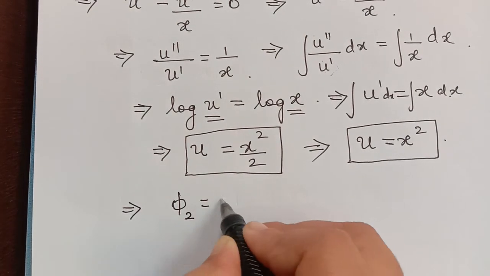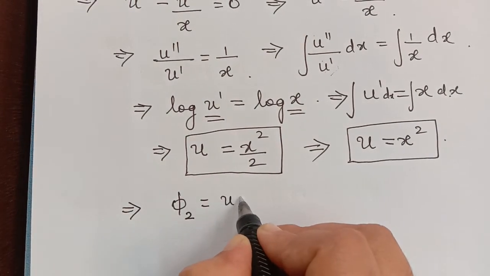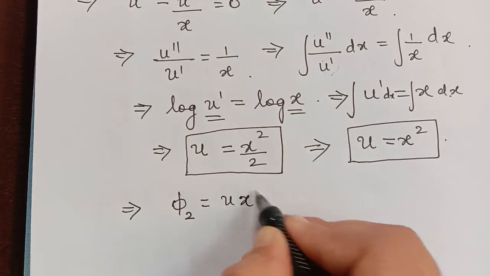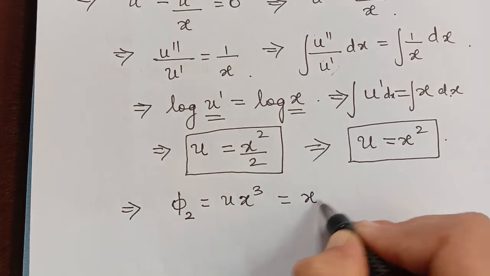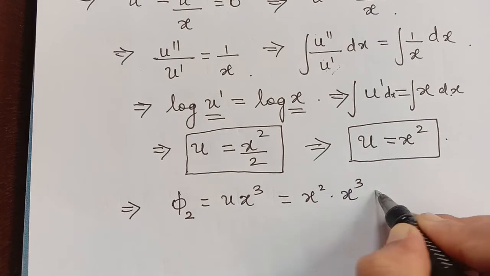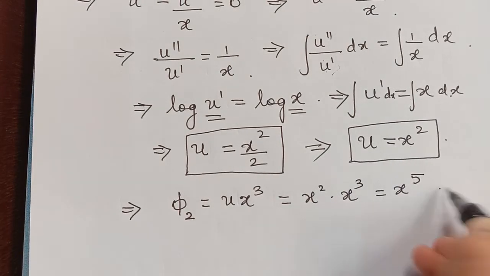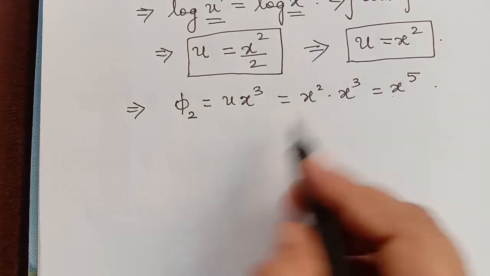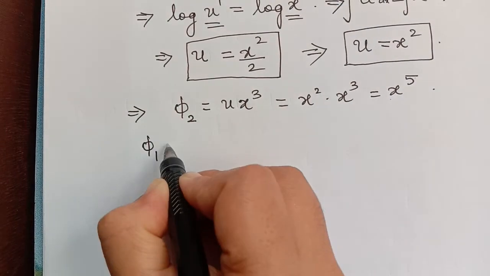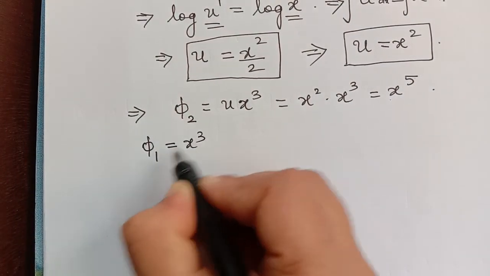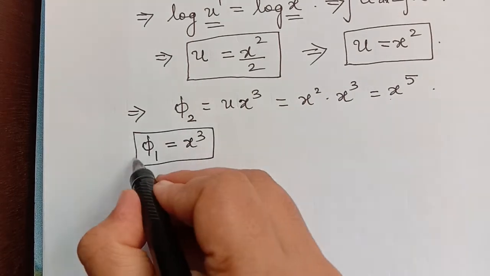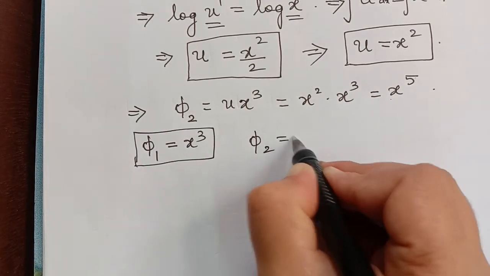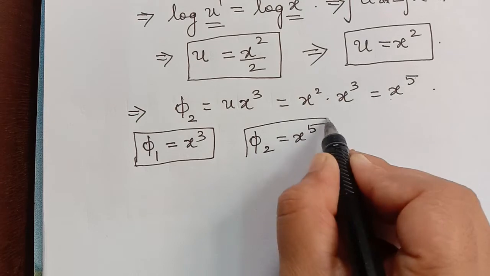which is equal to u phi 1, that is u multiplied with x cube. So now what is u? u is x squared. So x squared multiplied with x cube is x to the power 5. Therefore we have obtained the solution phi 2 to be equal to x power 5. So already we know that phi 1 equal to x cube is a solution, and now we have obtained phi 2 equal to x to the power 5 to be another solution.